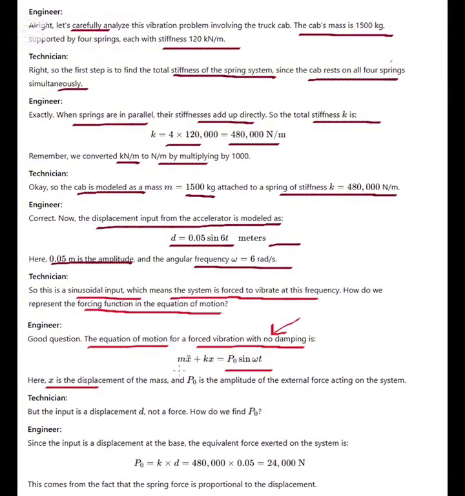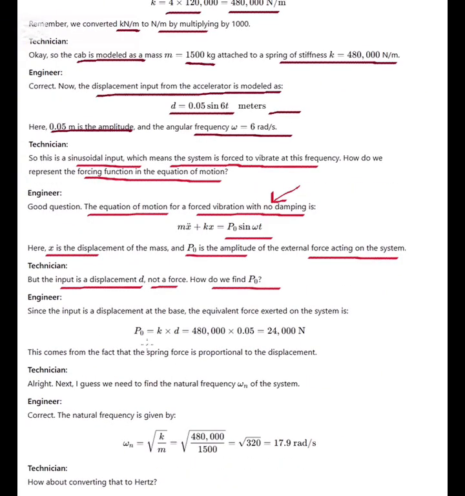So x is the displacement of the mass, and p naught is the amplitude of the external force acting on the system. But the input is the displacement, right, not a force. How do we find p naught? We know there's a relation between p naught and stiffness and displacement. From that we can come to the force. Since the input is displacement at a base, the equivalent force exerted on the system we can find out. This comes from the fact that the spring force is proportional to the displacement.